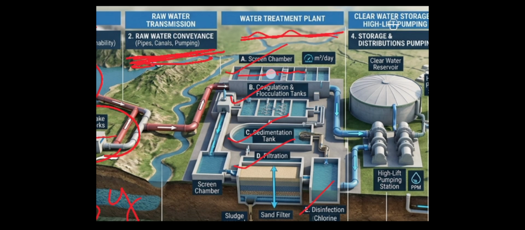First, in screening, we remove the big stuff. All the big stuff, which is floating or having a higher diameter, will be removed. Next, in aeration, we remove bad smells and gases. The volatile gases will be removed.